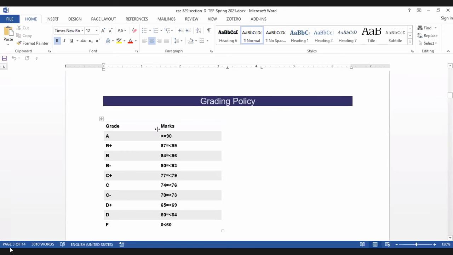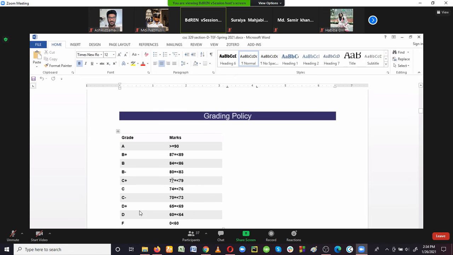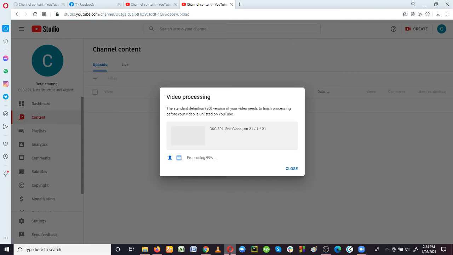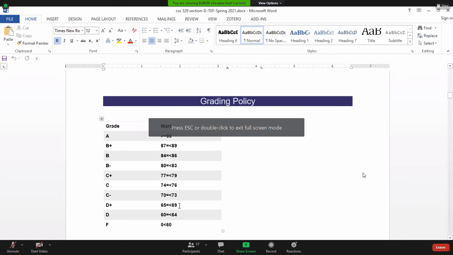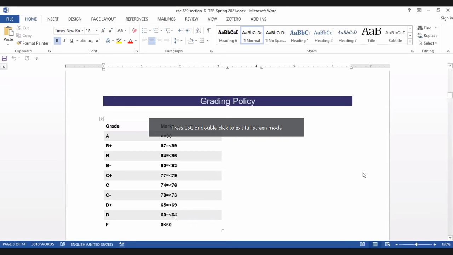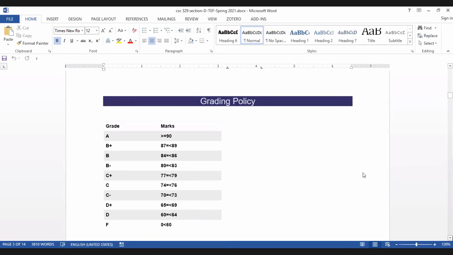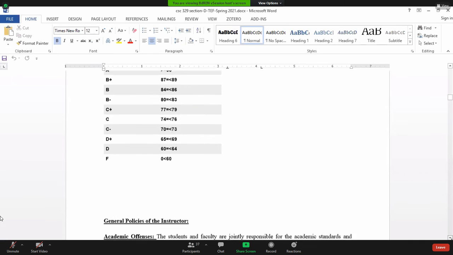So this is our grading policy. If you get greater than or equal to 90, the grade will be A. From 87 to 89, B plus. 84 to 86, that is B. 80 to 83, B minus. 77 to 79, C plus. 74 to 76, C. 70 to 73, C minus. 65 to 69, D plus. 60 to 64, D. And below 60, that is F. This is the grading policy.